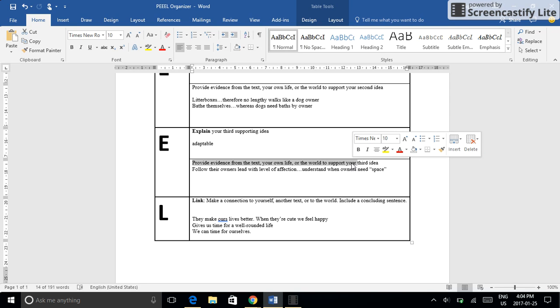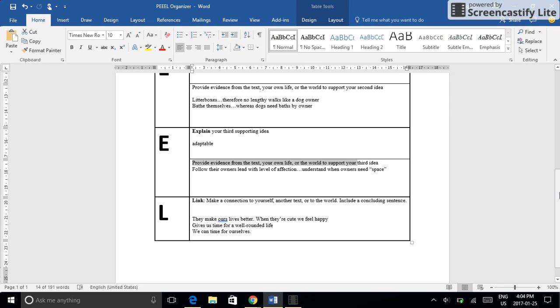Alternatively, if you're the kind of pet owner that likes to have their space and doesn't necessarily want to be hanging out with the cat 24/7, the cat will also recognize that and will follow your lead. They're easily adaptable. So there we go. We filled out our 3 E's, our 3 examples of why cats are the world's best pet.